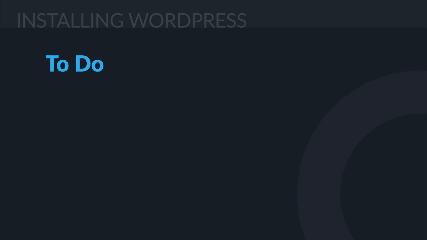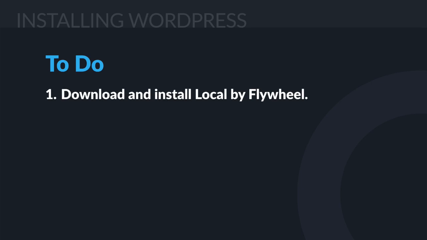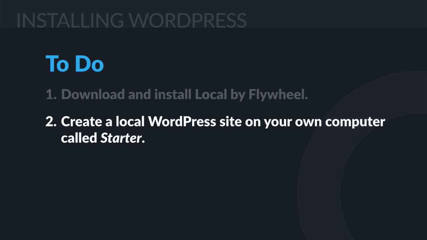Some items for you to actually do now. So job number 1 for you to do is to download and install the free Local by Flywheel app. Go to local.getflywheel.com. And then from there, create a fresh local WordPress site called Starter.